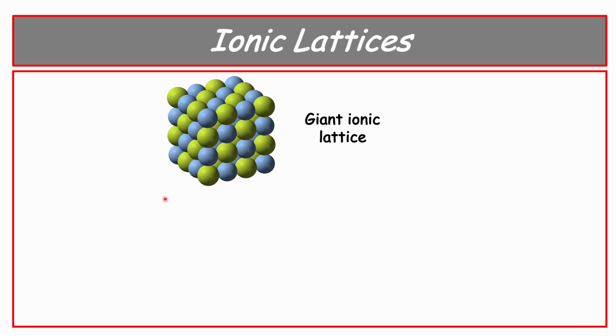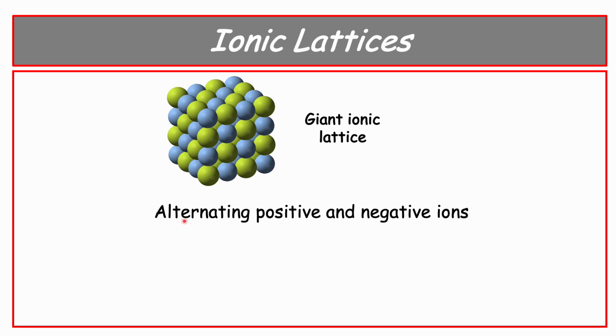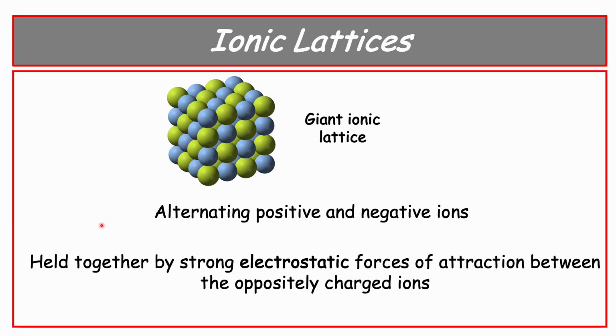These form my giant ionic lattice where there are alternating positive and negative ions. So every positive ion is surrounded by a negative ion, and every negative ion is completely surrounded by a positive ion. And these are held together by our strong electrostatic forces of attraction between the opposite charges, which holds it together. And you can see they pack really closely together because they're surrounded by opposite charges, which makes those attractions so strong and is going to determine the melting and boiling point of these compounds.